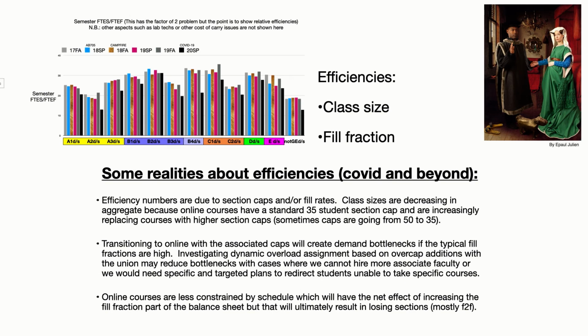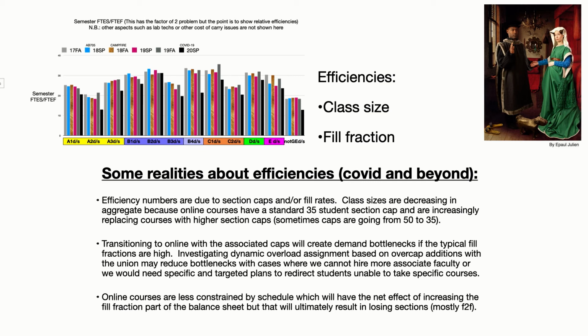Efficiencies at this level are about essentially two things: class size, also known as section caps or pedagogical caps, and fill fraction, also known as fill rate. Class sizes are decreasing in aggregate because online courses have a standard of 35 student cap or section cap, and are increasingly replacing courses with higher section caps, sometimes going from 50 to 35.